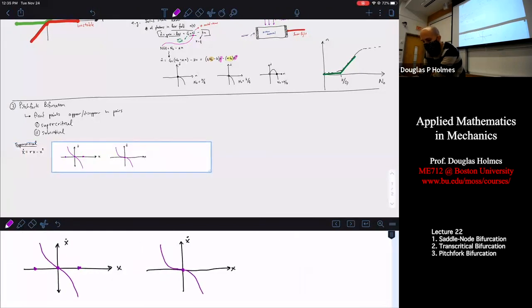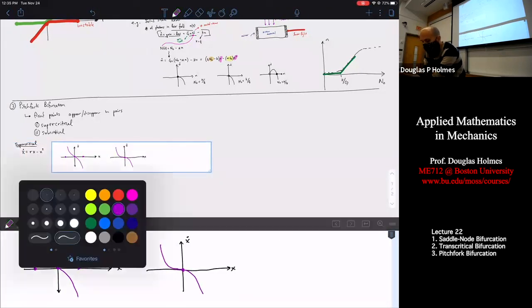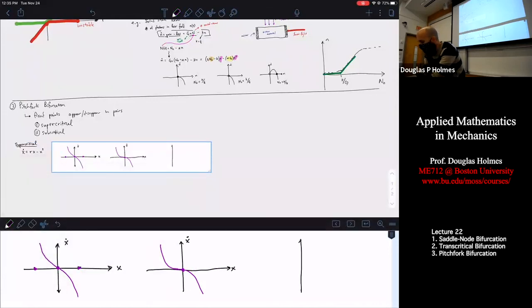Okay, this is the critical point here, but let's look at what happens as we keep going. As we increase R further, we see the emergence of a pair of stable fixed points. And now that initial fixed point that we had is no longer stable. So in a way, this combines elements of both the saddle node and the transcritical, because there's that fixed point at the center, which is always there. It doesn't get created or destroyed, but it changes stability.